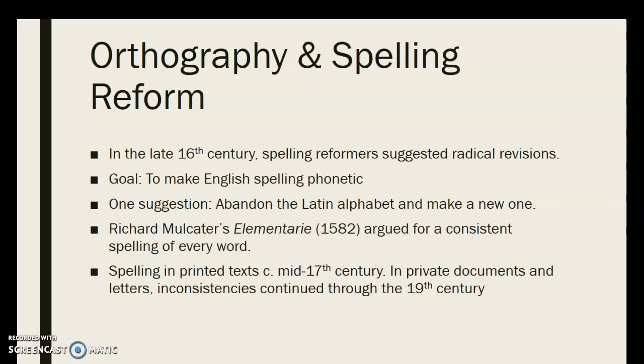But here's the exception. Not all people who knew how to write knew how to spell. Right? And so we see inconsistencies in spelling in private documents and letters throughout the 19th century. And in fact, if we're being honest, that probably continues today, right?